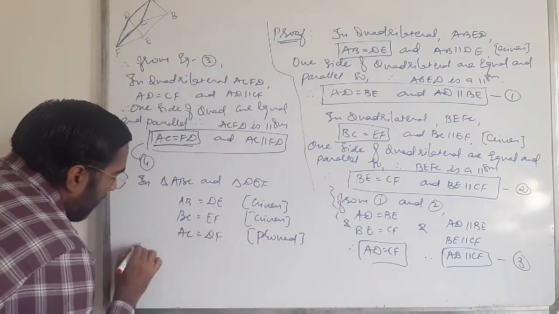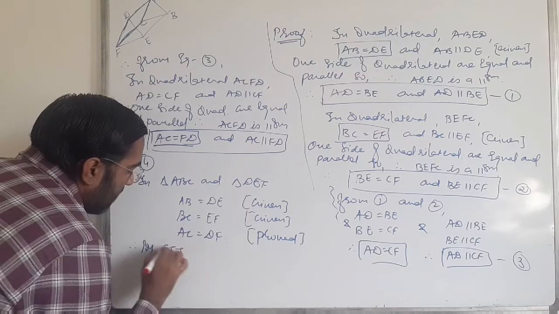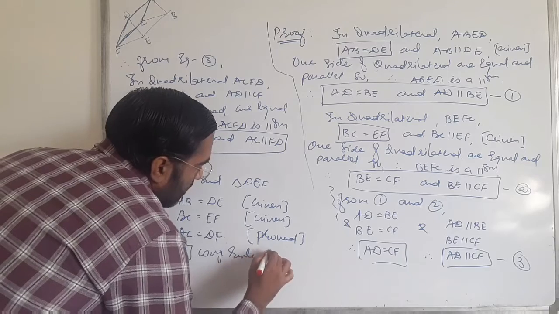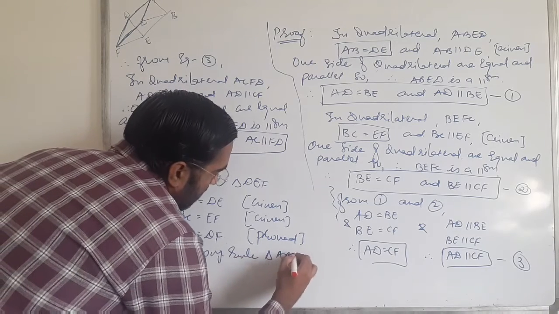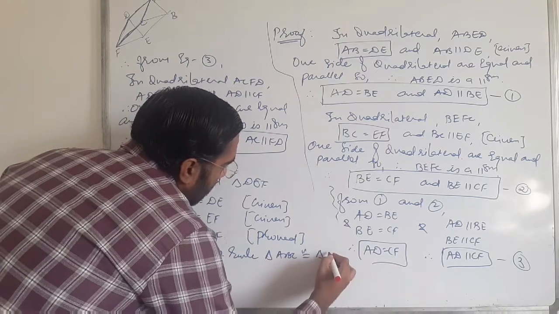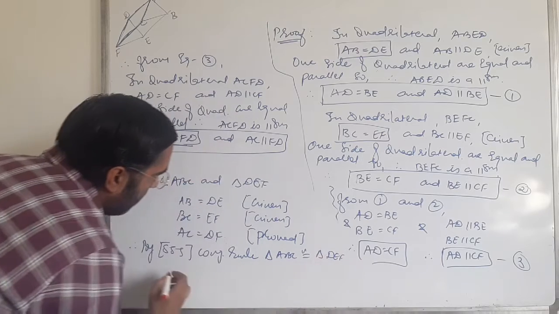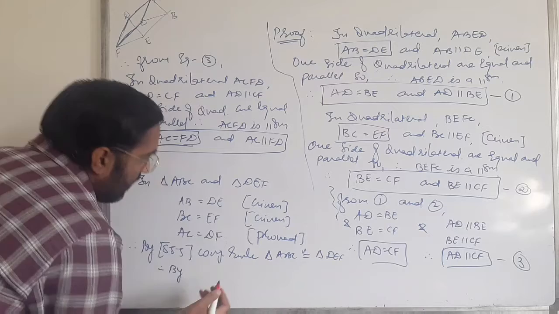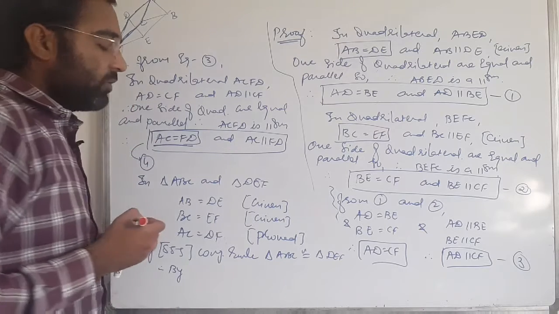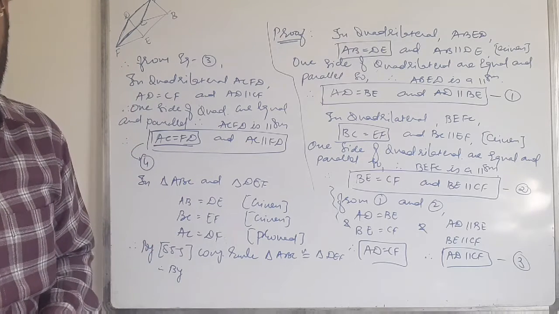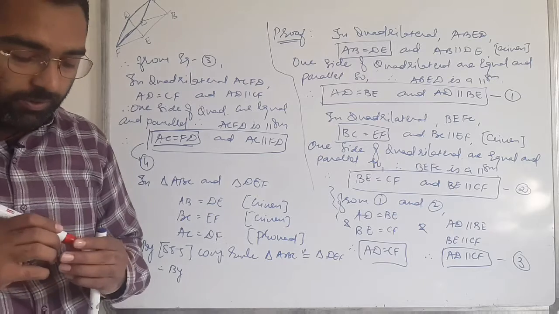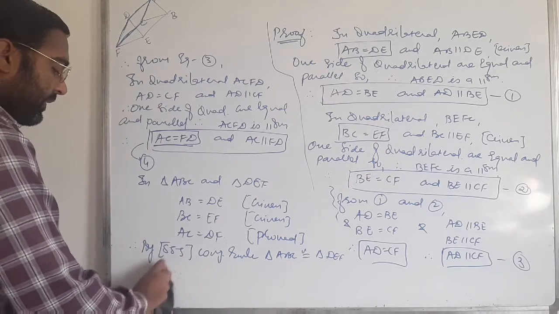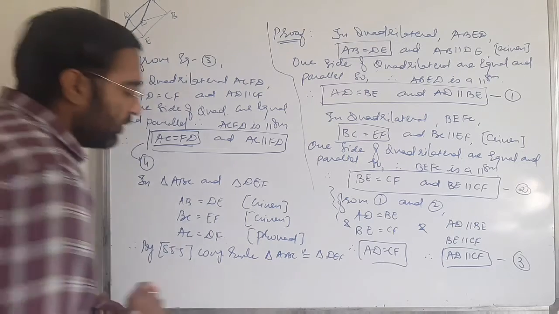So therefore by the SSS congruency rule, triangle ABC is congruent to triangle DEF. We don't need the CPCT rule, we have to just prove that they are congruent. So here we are proving that they are congruent. Okay, clear? So hence proved.